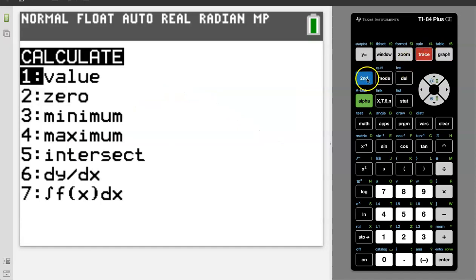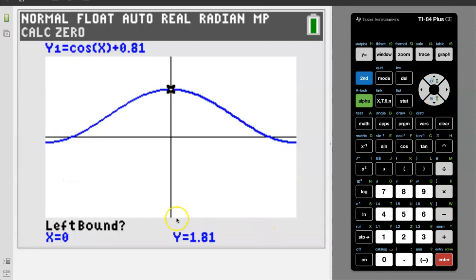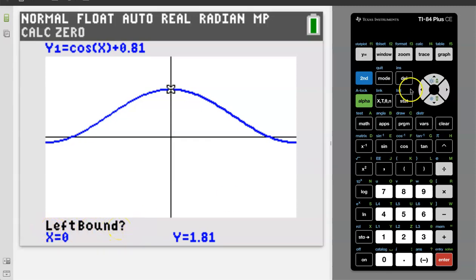I do second trace because I'm actually trying to get the calculate button, so you'll see that behind in blue. Now in the calculate menu, we want to figure out what the zeros are. So we're going to choose option number 2, press enter, and the calculator starts giving us instructions. It's going to ask us what is the left bound for the very first point that you want to find.